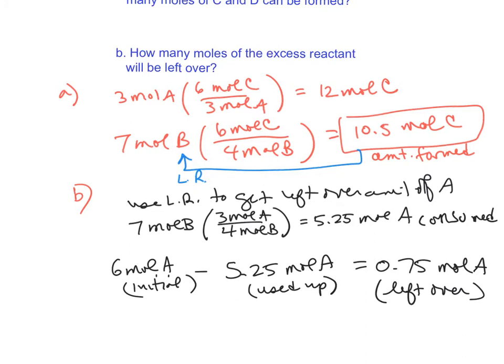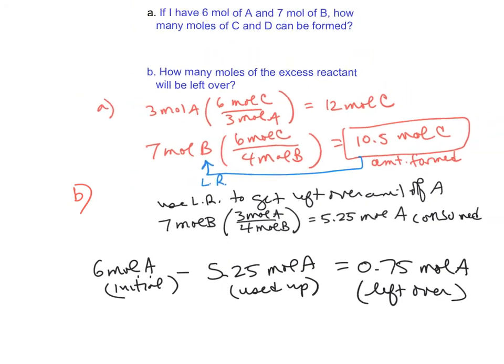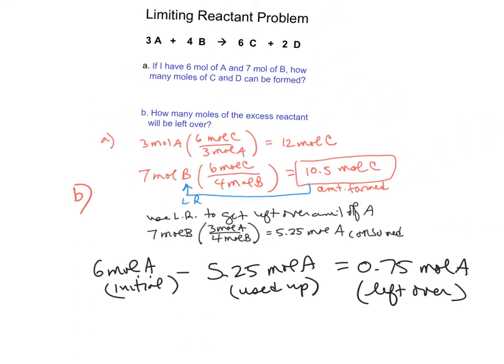Okay, and we've got to go back and get D. D will be equal to the same as, will it? No, the ratios are different here. Yeah, 6C and 2D. Let me show it to you here. How much D will be formed? So we want to use our limiting reactant B again, and we're going to calculate the moles of D that will be formed.